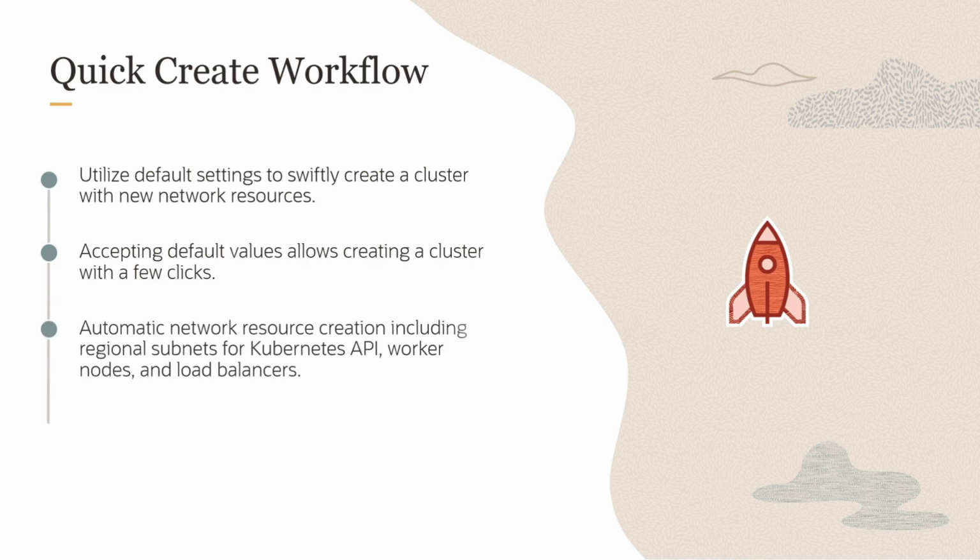One of the advantages of Quick Create is its automatic creation of necessary network resources, including regional subnets for Kubernetes API endpoint, worker nodes, and load balancers. The load balancer's regional subnet is public, while you can specify whether the regional subnets for Kubernetes API endpoint and worker nodes are public or private.